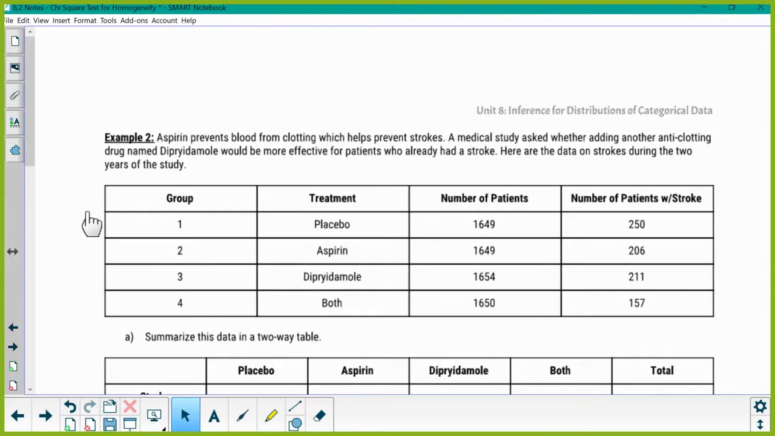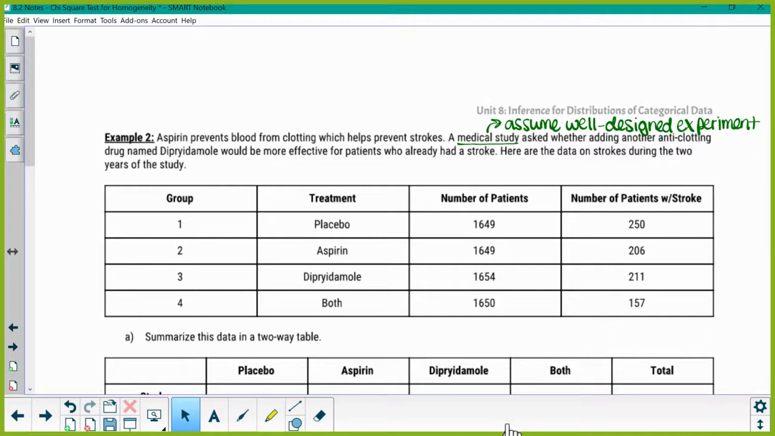So, example 2. Aspirin prevents blood from clotting, which helps prevent strokes. A medical study asked whether adding another anti-clotting drug named dipyridamole, I'm going to say that's the best pronunciation I can do, would be more effective for patients who already had a stroke. Here are the data on strokes during the 2 years of the study. Now, I know we did not get a lot of information from this prompt, but we did get one big key piece, and it's the fact that it is a medical study.